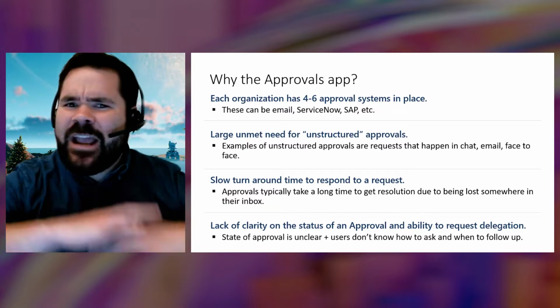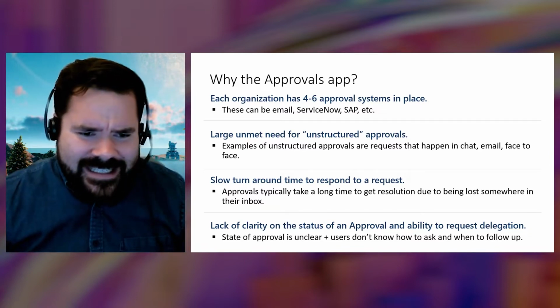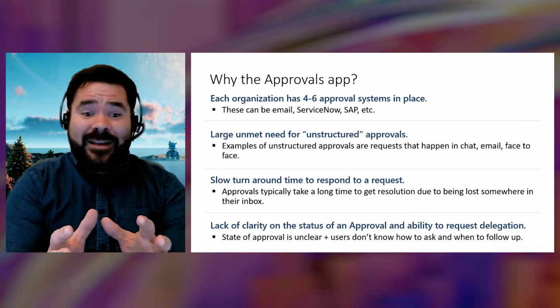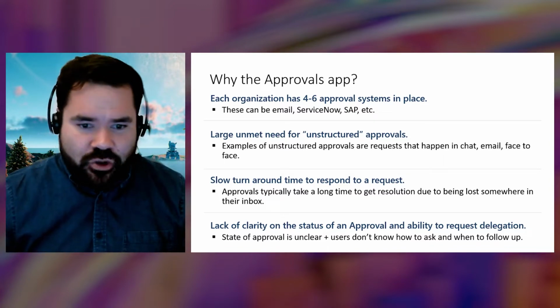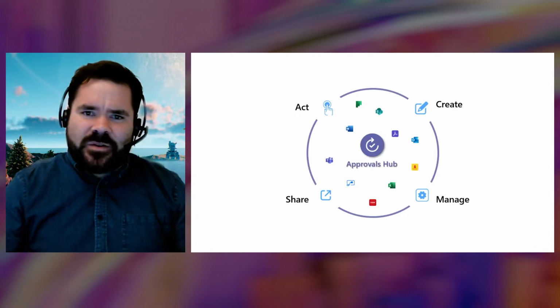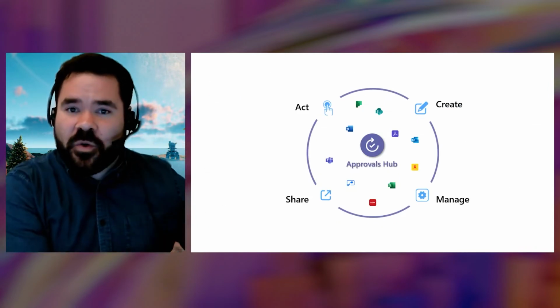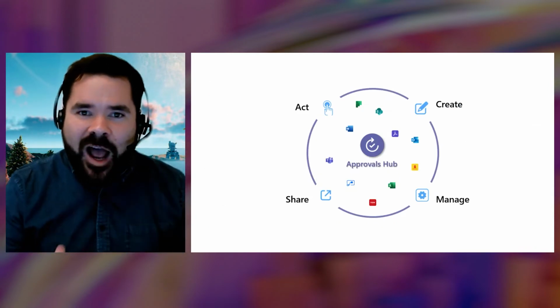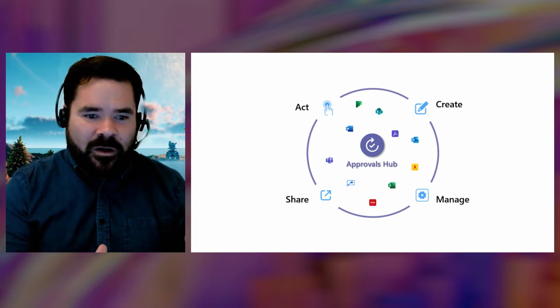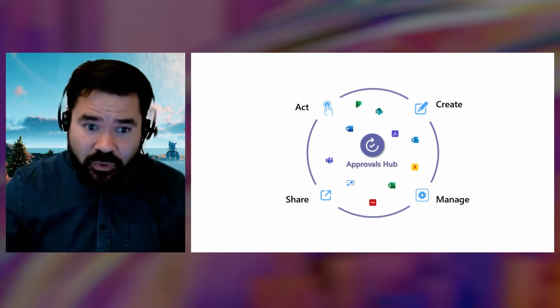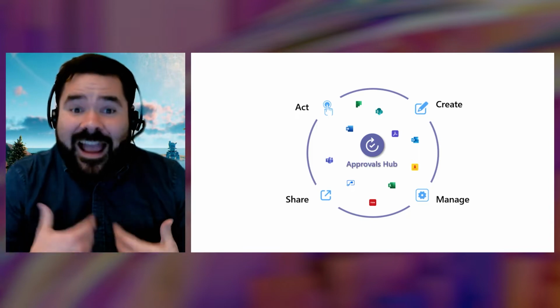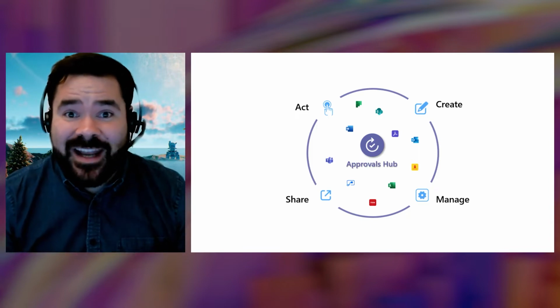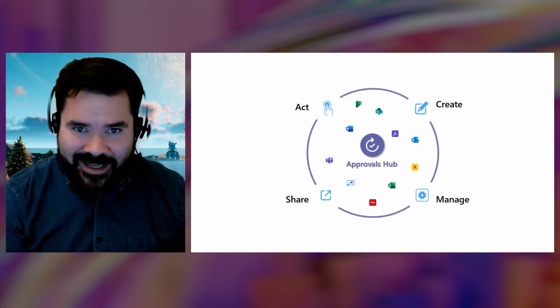People couldn't see all of the different approvals in one place. There were slow turnaround times. The unstructured approval lacked accountability, compliance, or tracking. And when we heard those customer stories, we saw a huge opportunity to merge this world of structured and unstructured approvals into a single place, right in the collaboration surface where people engage every day, Microsoft Teams.